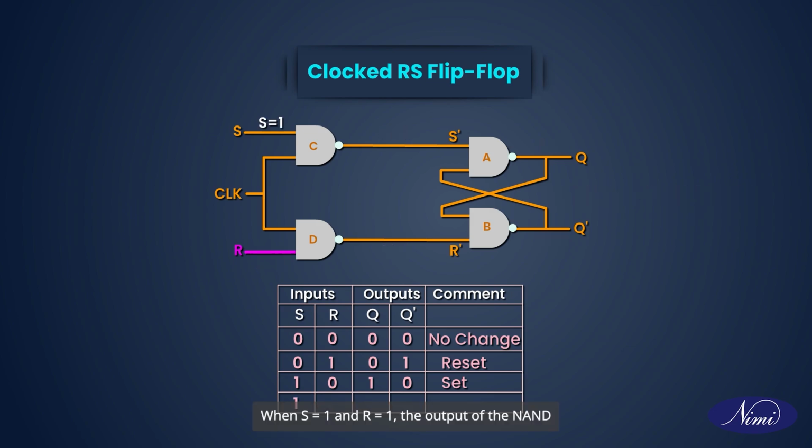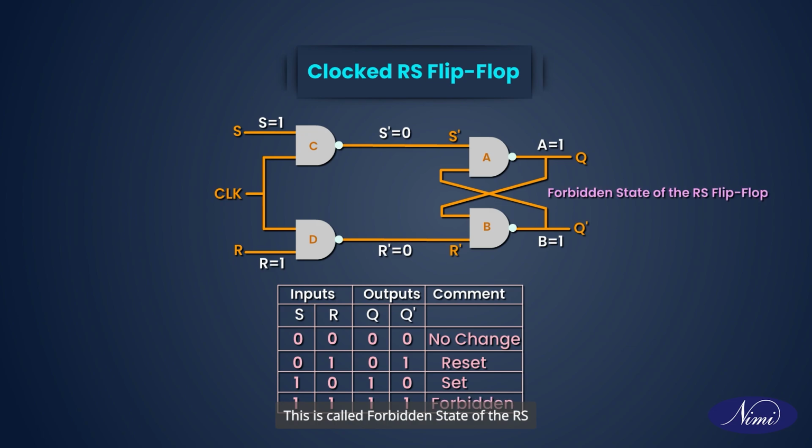When S is equal to 1 and R is equal to 1, the output of the NAND gates C and D are S bar is equal to 0 and R bar is equal to 0. The outputs of both NAND gates A and B try to become 1, which is not possible. This is called forbidden state of the RS flip-flop.